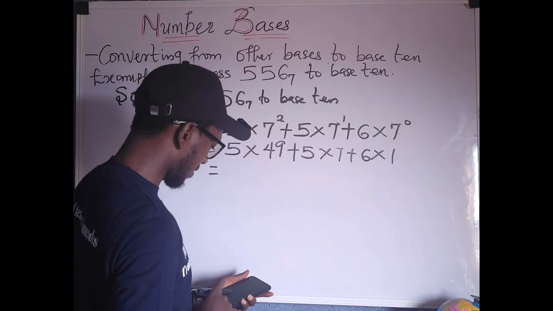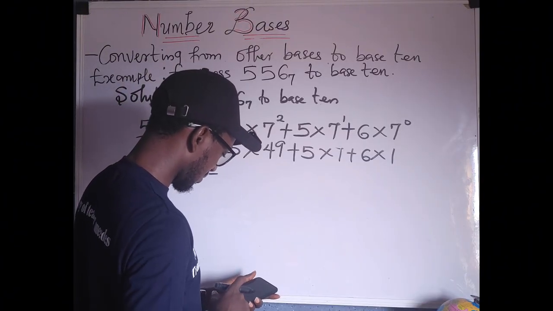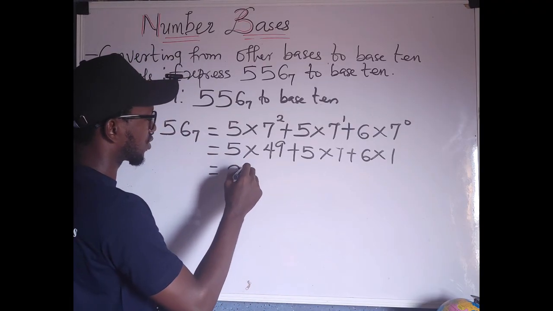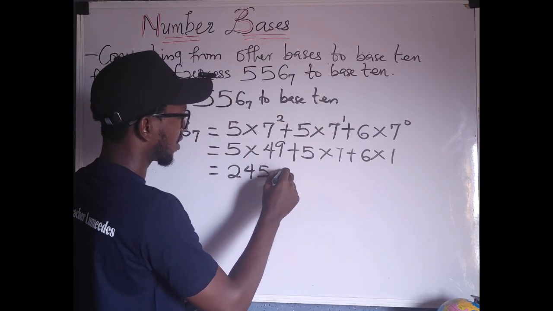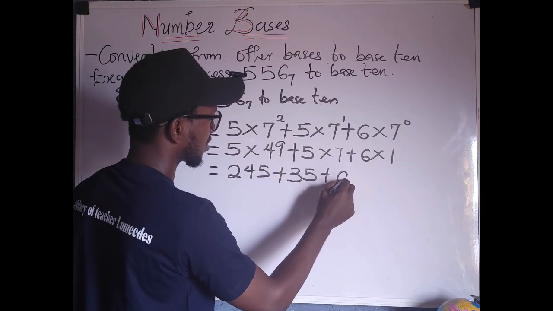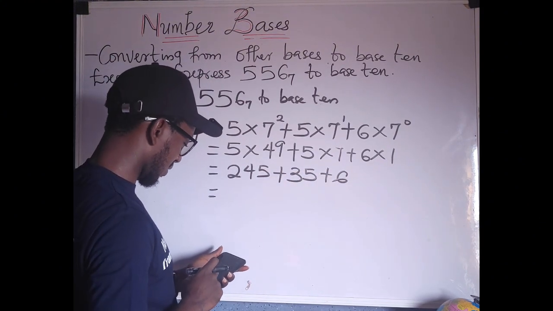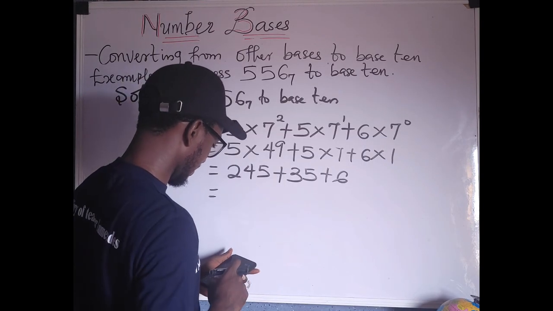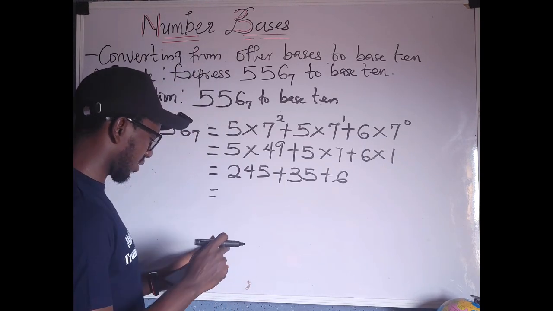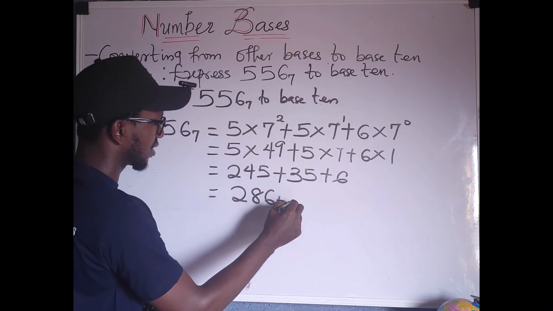Now 49 times 5 is going to give us 245. Plus 5 times 7, which is 35, plus 6. And finally, we are going to have 245 plus 35 plus 6. And that's going to give us 286 base 10. Very easy.